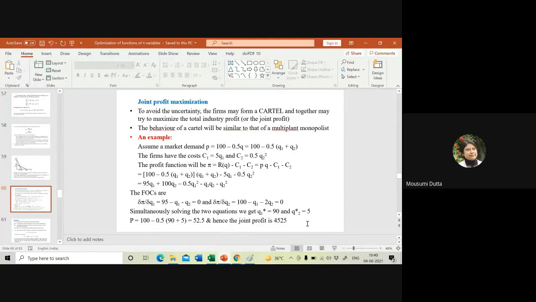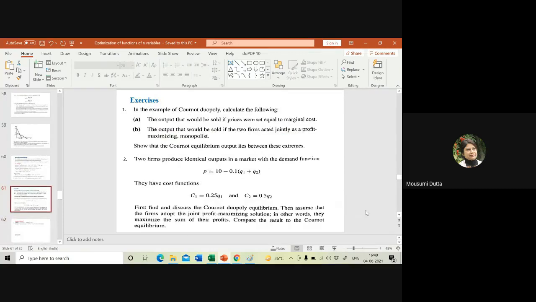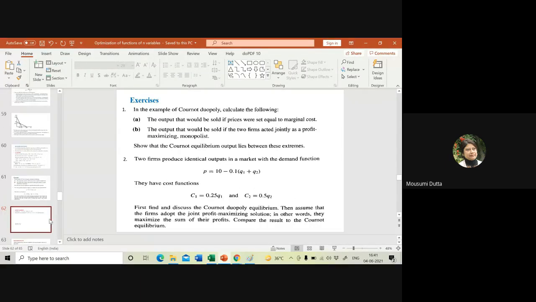Okay, so we got these answers. There is one more exercise here, this one. Try to complete this problem. You know, similar kind of thing: first you find out the Cournot equilibrium, and then you try to find out the joint profit case. What will be the output levels if the firms go for joint profit maximization?